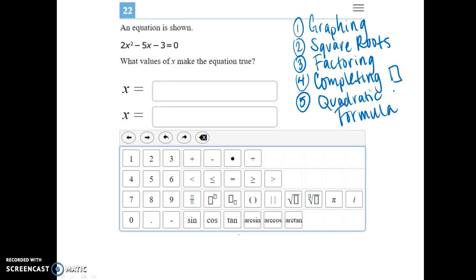So looking at all 5 of those options, you could look at this quadratic. Graphing, I could definitely do. Square roots, can't do, so cross that out. There's an x squared and an x there.